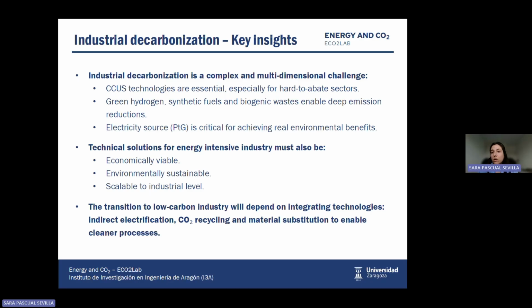I would like to close with 5 main ideas. First of all, industrial decarbonization is complex and a great challenge. There is not a single solution. Second one, the carbon capture and utilization technologies are essential, especially for hard-to-abate sectors. The third one, that green hydrogen, synthetic fuels, and also biogenic waste enable the deep emissions reductions. And fourth, economic and environmental feasibility must always be linked to the technical feasibility.